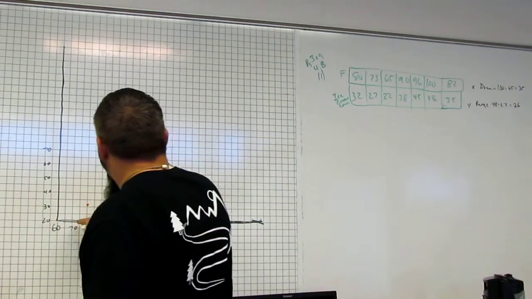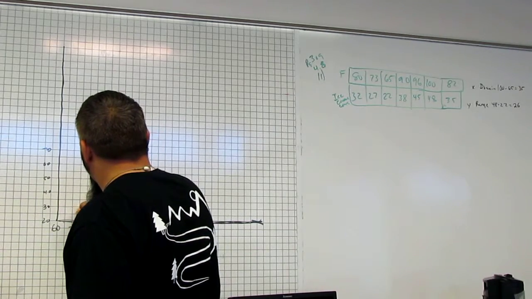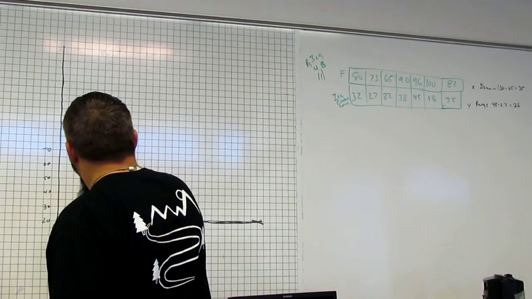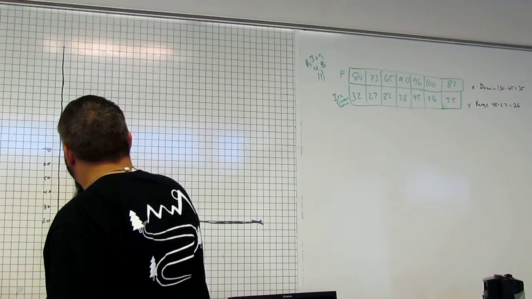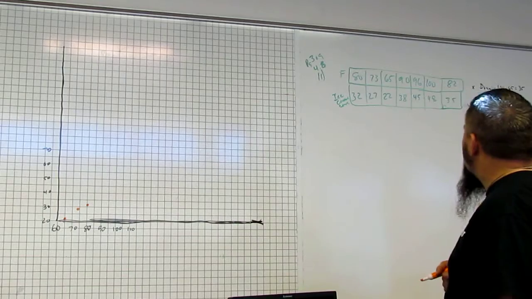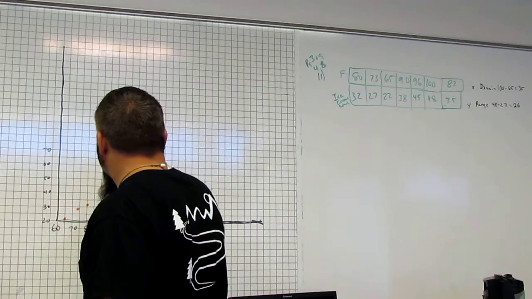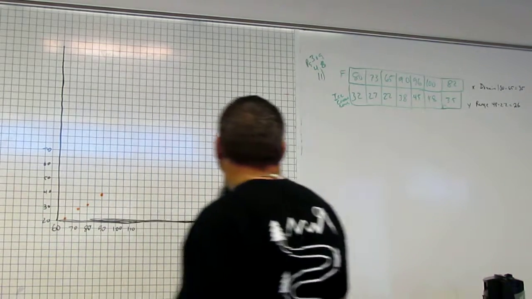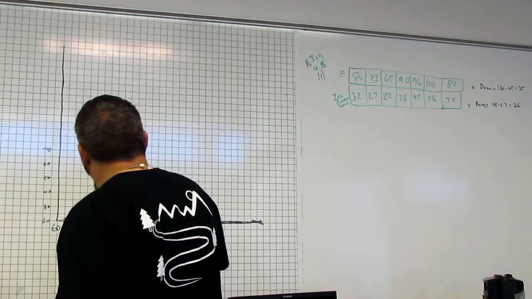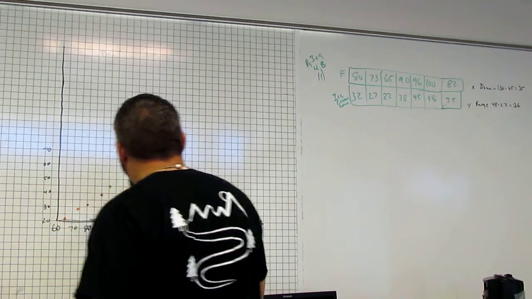73 and 27. It's about there. 65 and 22. It's right there. 90 and 38. There you go. Out there. 96 and 45. Right there.